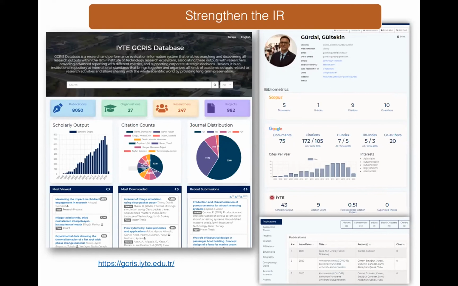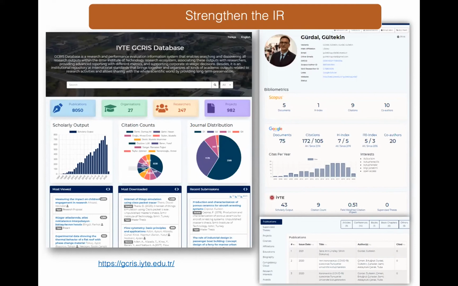Every researcher has their own profile, and it's very easy to show them lots of statistics about their scholarly output and research. It's also very easy to get many different bibliometric analyses about the departments. So we are providing university management with faculty member level bibliometric analysis, and also department level bibliometric analysis.